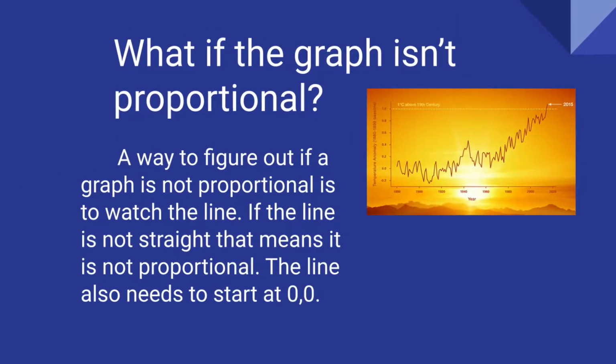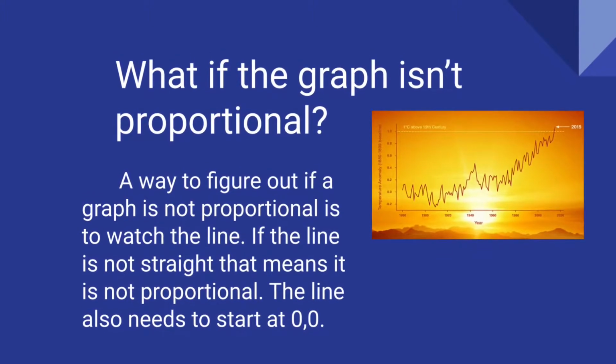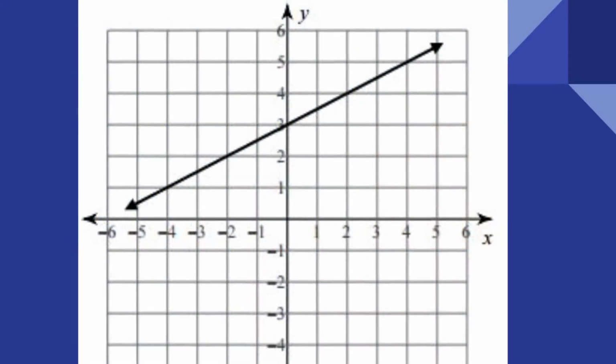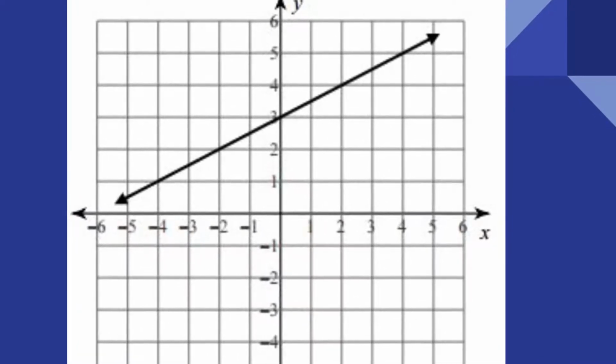Now you may be wondering, how do you figure out if the graph isn't proportional? Well, one way to figure that out is to look at the line. If the line isn't straight, that means the unit rate has not increased constantly, making it not proportional.